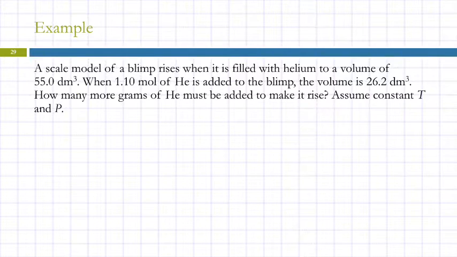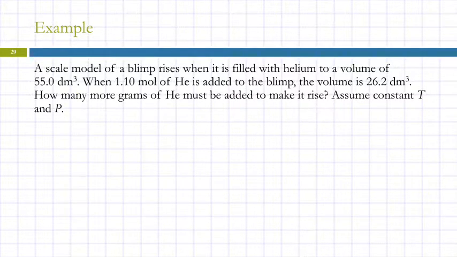A scale model of a blimp rises when it's filled with helium to a volume of 55.0 decimeters cubed. When 1.1 moles of helium is added to the blimp, the volume is 26.2 cubic decimeters. How many more grams of helium must be added to make it rise? Assume constant T and P.